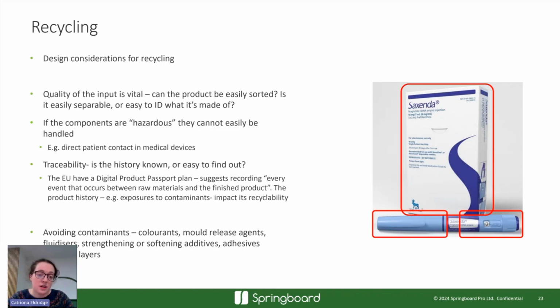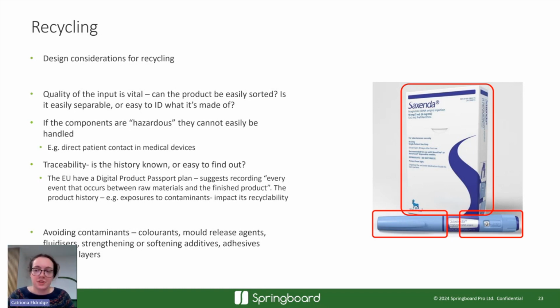And the EU have begun a plan, the Digital Product Passport plan, the idea of which is to have this kind of traceability for a very wide range of products. They've allowed some exceptions for things like feed supplies and pharmaceutical products, but what they are suggesting is that there is some kind of digitally accessible record of all the events between raw materials and finished product. And what this should allow you to do is very quickly understand something's product history and know how contaminated it is or isn't, which then tells you how you can or can't recycle it.